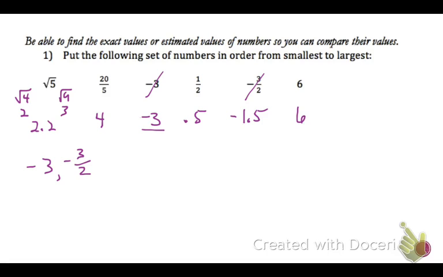Now we'll go to our positive numbers, and we'll look for our smallest positive, which is our fraction amount, a half. And we'll just move our way up. We've got 2.2, approximately, square root of 5. Then we've got 25ths, the value of that is 4. And finally, just the integer 6.